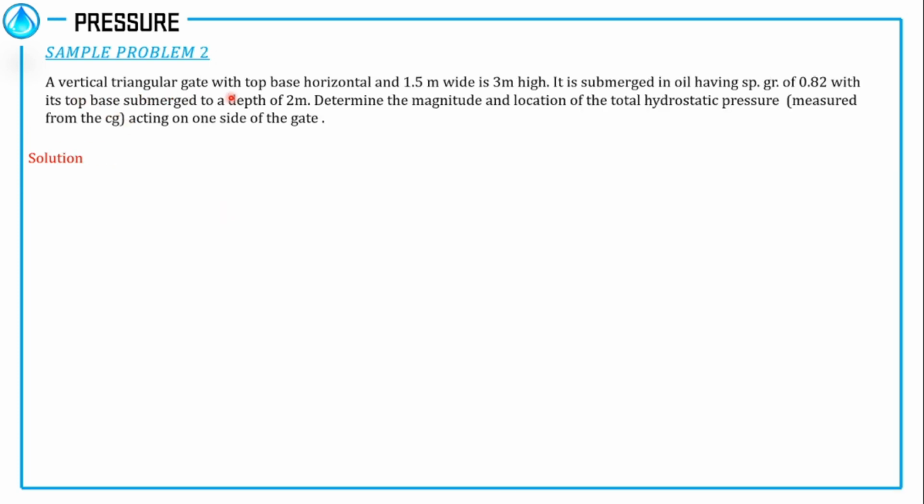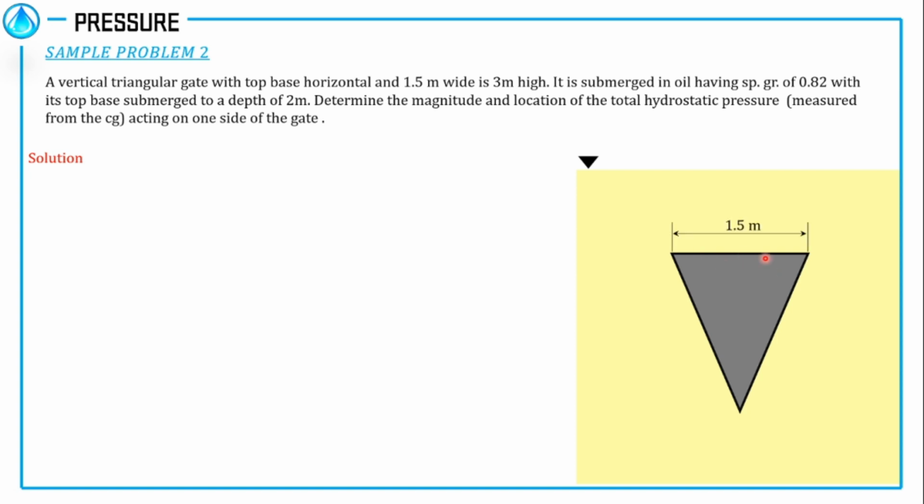A vertical triangular gate with top base horizontal and 1.5 meters wide is 3 meters high. It is submerged in an oil having a specific gravity of 0.82 with its top base submerged to a depth of 2 meters. Determine the magnitude and the location of the total hydrostatic force, measured from the CG, acting on one side of the gate. So we have an oil and we submerge a plate having its top base submerged, meaning the base of the triangular gate should be on top, and its base is equal to 1.5 meters and height of 3 meters. We're about to solve the total hydrostatic force acting on this surface.